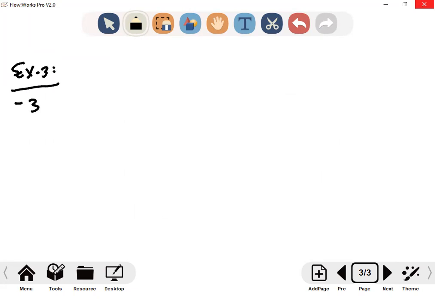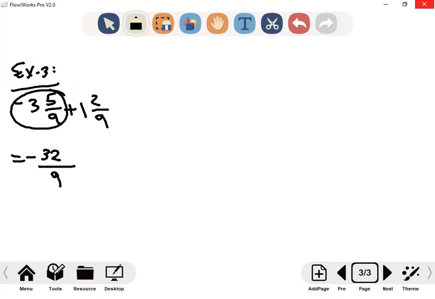Find negative 3 and 5 over 9 plus 1 and 2 over 9, right? Now here we turn this mixed number to be a fraction. But how do we say it? 9 multiplied by 3, not negative 3. This negative, we give it here normally. 9 times 3 is 27, plus 5, 32 over 9. And the negative, we give it to the numerator, negative 32. Done? Yes. And here, turn it normally, 9 times 1 plus 2, 11 over 9.